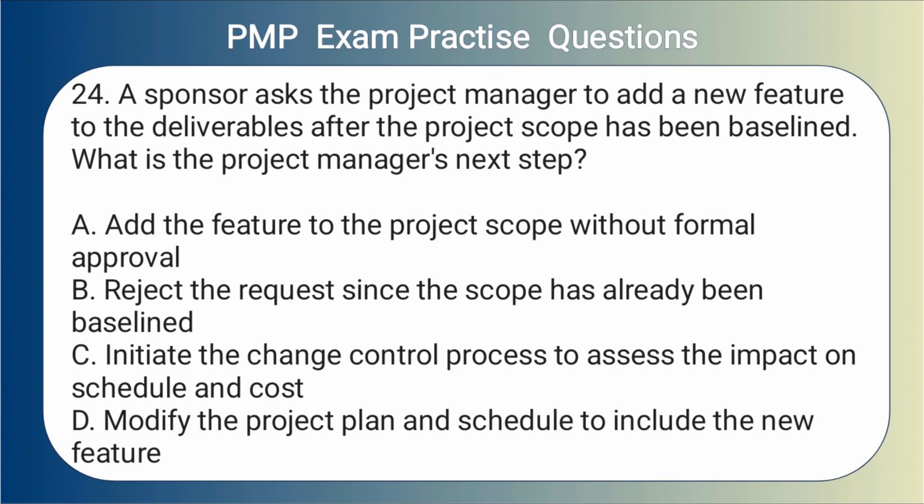24. A sponsor asks the project manager to add a new feature to the deliverables after the project scope has been baselined. What is the project manager's next step? A. Add the feature to the project scope without formal approval. B. Reject the request since the scope has already been baselined. C. Initiate the change control process to assess the impact on schedule and cost. D. Modify the project plan and schedule to include the new feature.